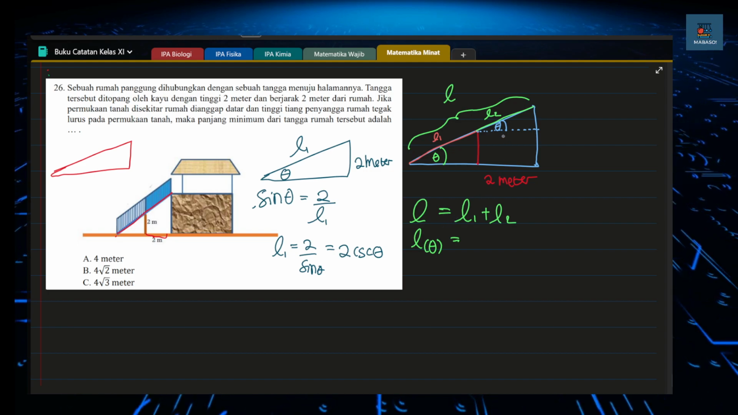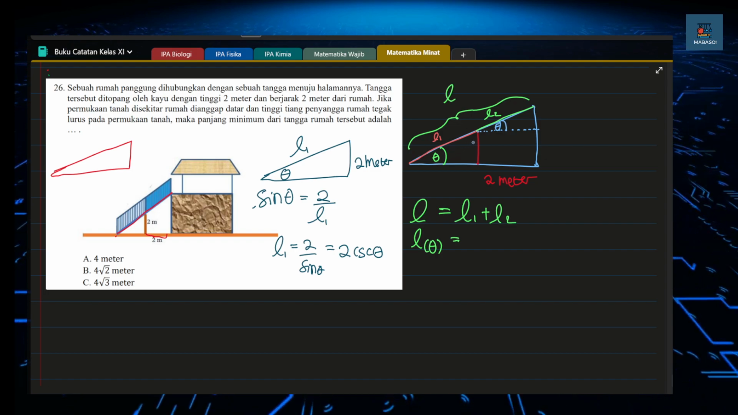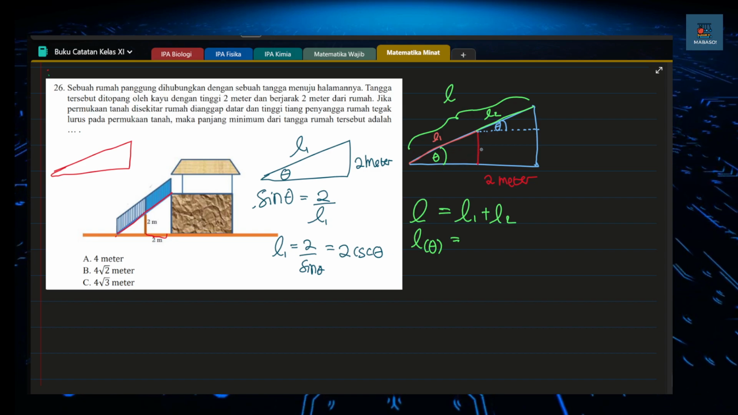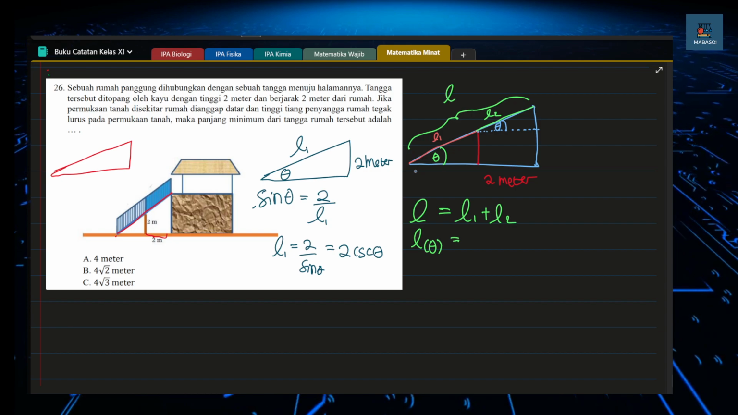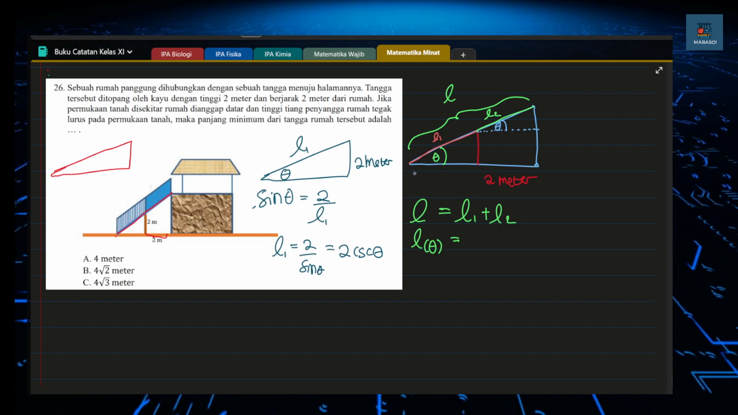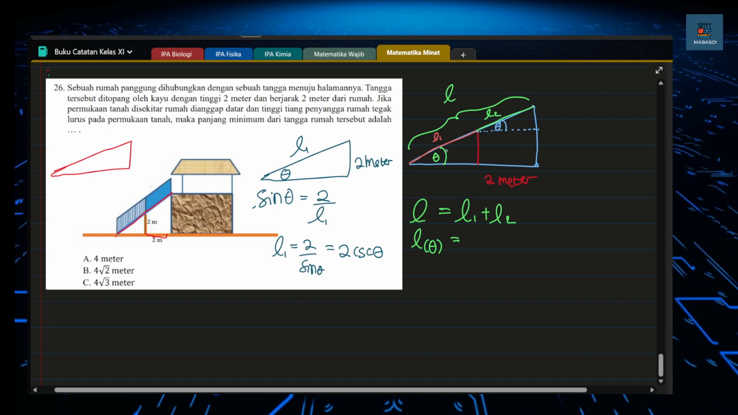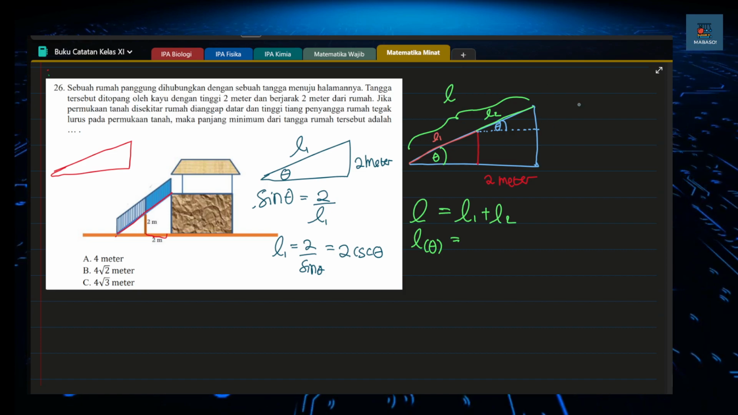Did you get the idea of why the angle is theta? Because it has some symmetry, some congruence with this big triangle. Then the angle here would be the same as the angle here, right?